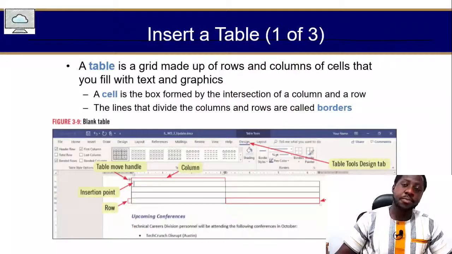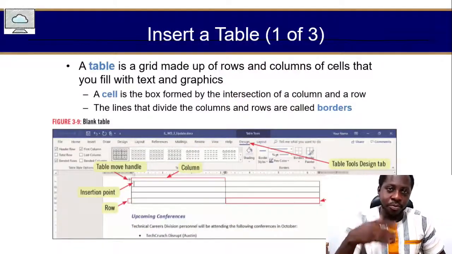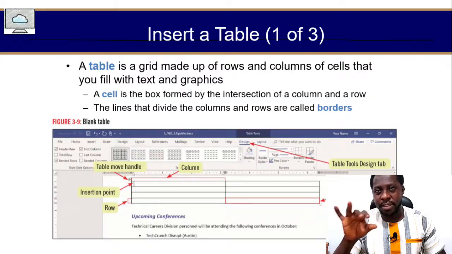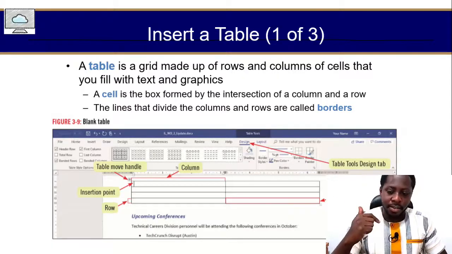Right. Now we can have what we refer to as tables as well in Microsoft Word. A table is a grid made up of rows and columns. You are familiar with this, okay? And the intersections of these are what we refer to as cells. They are formed at the intersection of these rows and columns. And we can fill them with text, graphics, anything that we can imagine. All of such can fill in those spaces.